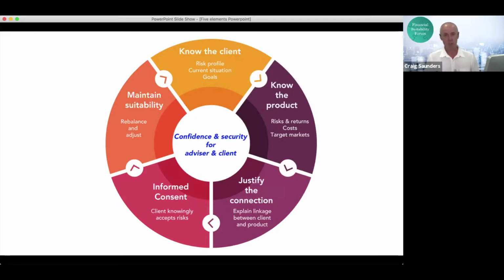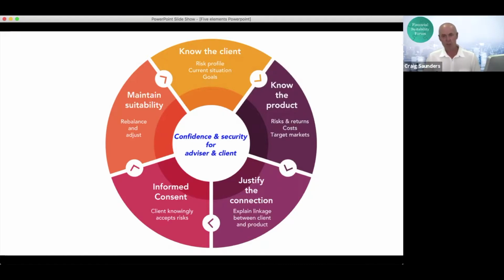So the 5 elements of suitability that we need to talk about today are, first, to know the client, perhaps in a level of detail that you're unfamiliar with. Know the product, again, in a greater level of detail than many people currently do in their work. Justify the connection between the two, to have a reasoned rationale that another person could look at and sign off on that, yeah, I see why this person and this product were the right fit at this point in time.